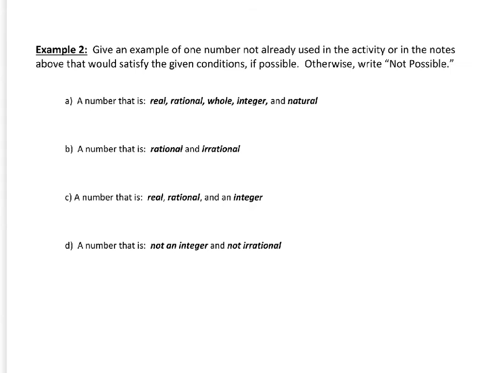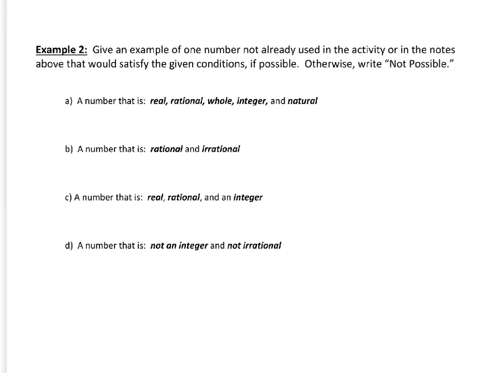So I will start with B, and B asks us to come up with any number at all that is both rational and irrational. Well, simply put, that's not possible. All numbers are either one or the other, and if you look on your number charts, notice that the irrational and rational sections are completely separated from one another.